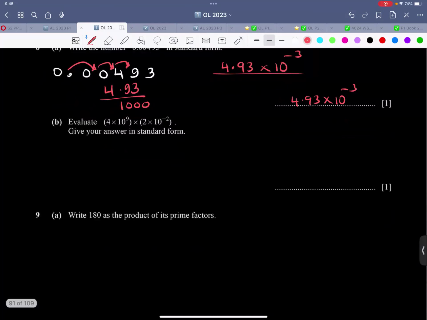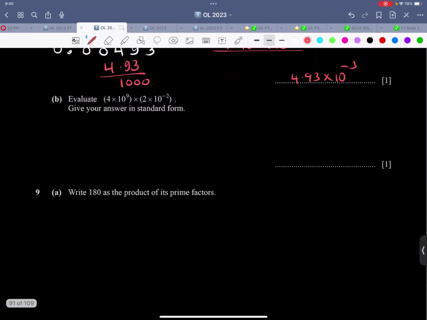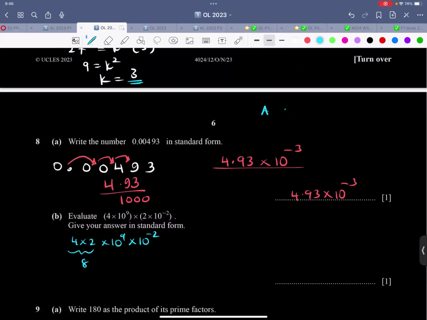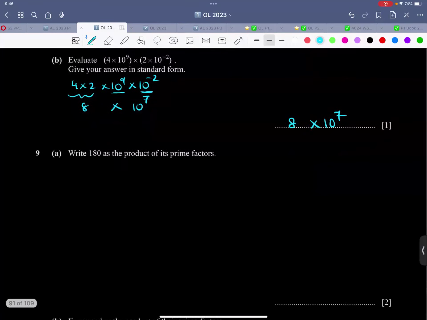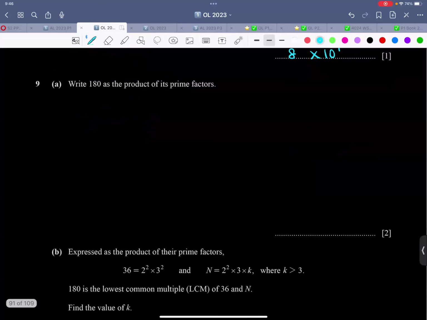The next one, we have to multiply and give the answer in standard form. So let me take 4, let me take 2. So 4 into 2, 10 to the power 9, 10 to the power negative 2. 4 into 2 is 8. And remember one thing, that when we write in standard form, it is a times 10 to the power n, where a should lie between 1 and 10, greater than or equal to 1 but less than 10. So 4 into 2 is 8. That is perfect. When we multiply the powers, this is 10 to the power 7. So this is 8 into 10 to the power 7. That was too basic.